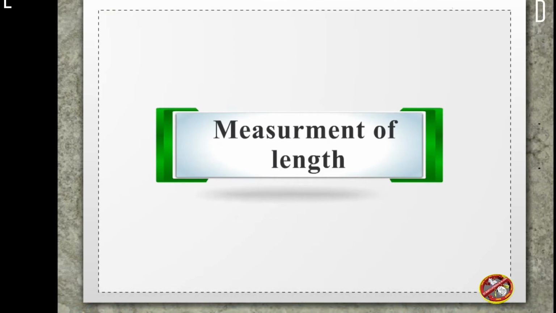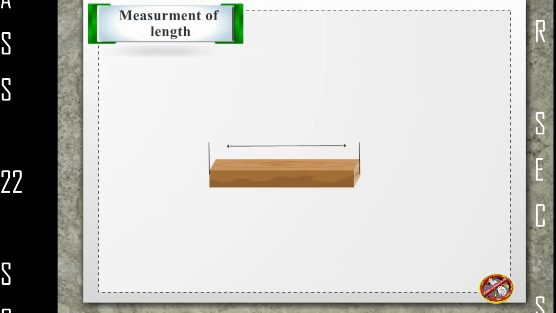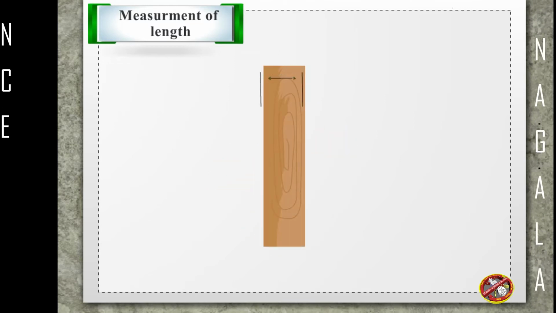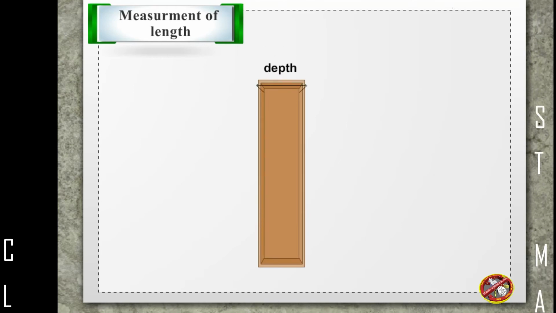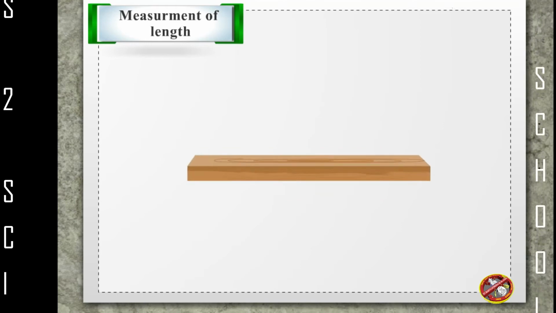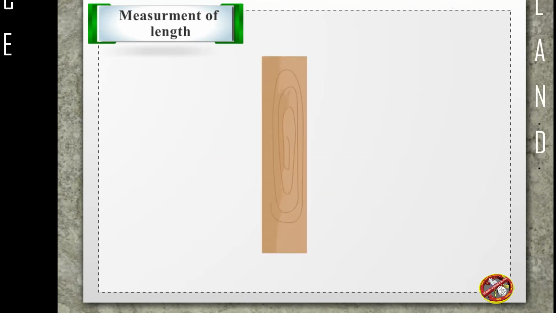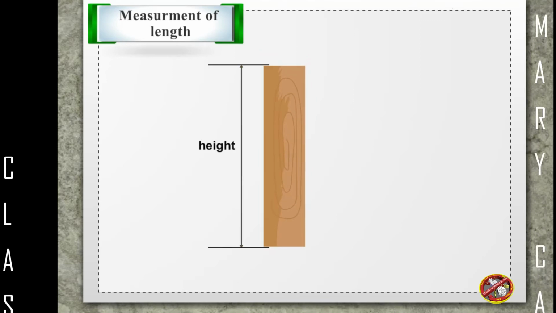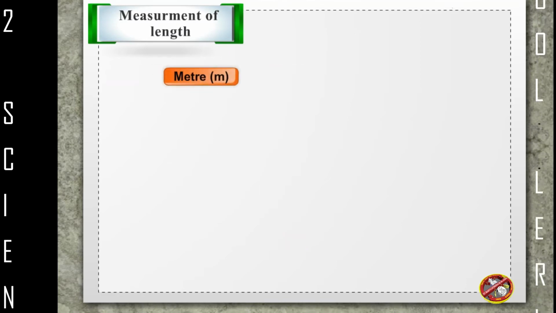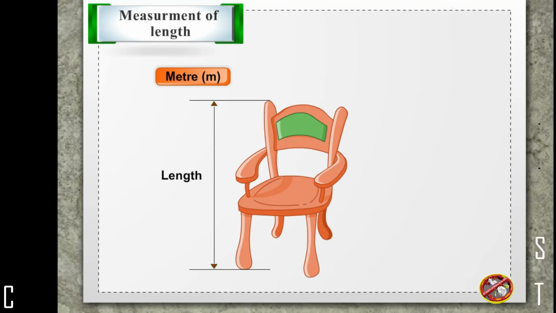Measurement of length. Length is the distance between any two points or places. Width or breadth, depth, thickness, distance and height are all the measurement of length. Meter (m) is used as a standard unit for measuring the length of an object.